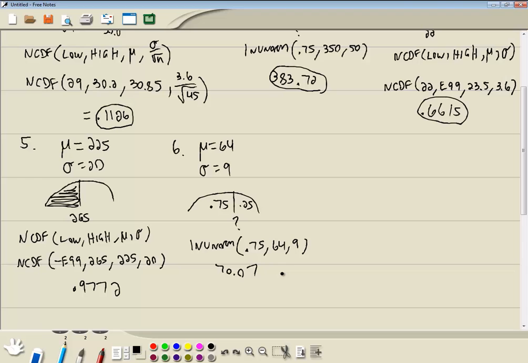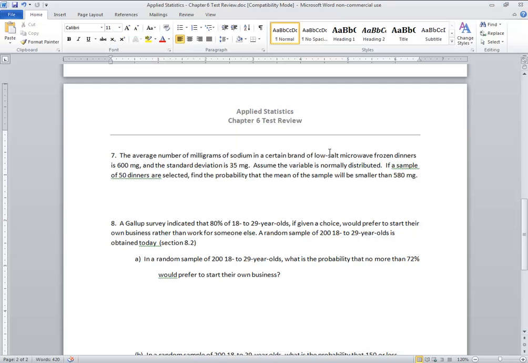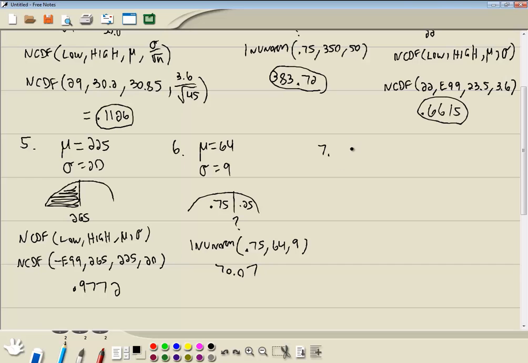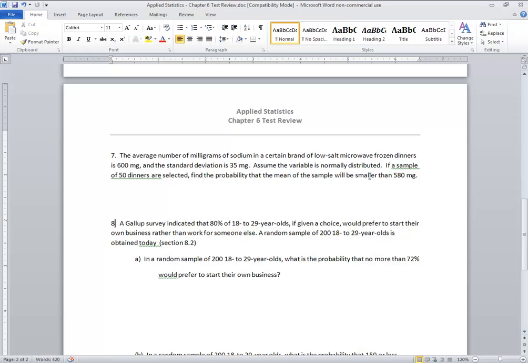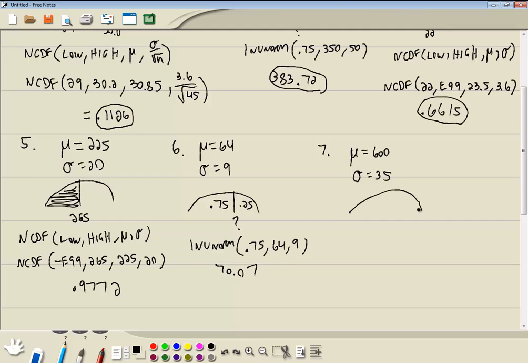Okay, number 7. The average number of milligrams of sodium in a certain brand of microwave frozen dinner is 600. So mu is 600. Standard deviation is 35. Assume variables normally distributed. If a sample of 50 dinners is selected, find the probability that the mean of the sample will be smaller than 580. Here's 580, smaller to be shaded this way.